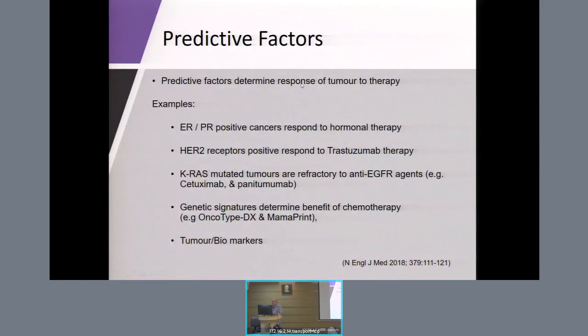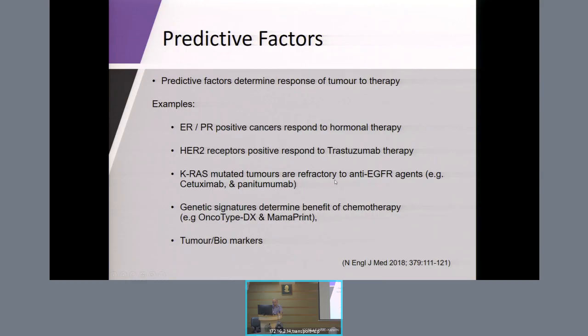Predictive factors determine response of tumor to therapy. For example, the breast cancer has to be estrogen and progesterone receptor positive to respond to hormonal treatment. So if the tumor is ER or PR positive, only then we can give hormonal treatment. Otherwise, in negative cases, there is no point of giving hormone. Similarly, in HER2 receptor positive cases, we can use trastuzumab therapy. This is a monoclonal antibody which attacks these HER2 receptors. We consider this receptor as an electrical switch. If it is on, it is producing signal for proliferation. If you turn it off by this drug, the cells will not grow; they will remain dormant.